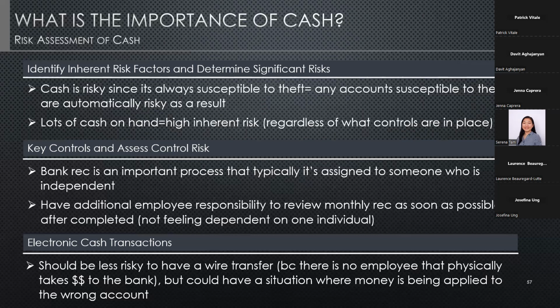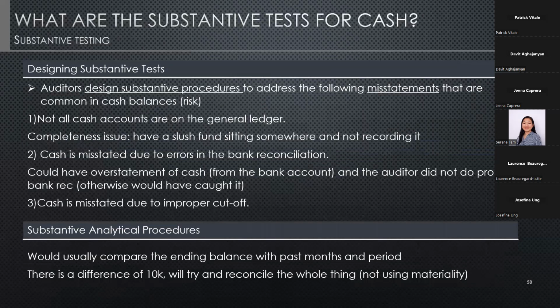Okay, then there's electronic cash transactions. It should be less risky to have wire transfers, right? Because it's electronic, it's harder to just steal and then cover your tracks.